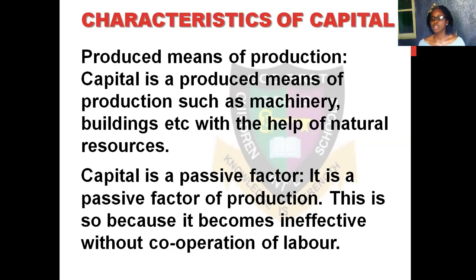Natural resources. Two, capital is a passive factor of production. This is so because it becomes ineffective without the cooperation of labor. Meaning capital is a what? A passive factor. Without the cooperation of the land and the labor, capital cannot take place. That is why it is passive, because if the labor is not there to deliver its work, the capital cannot be effective. So capital is passive.